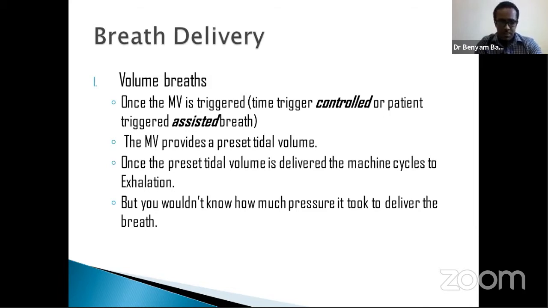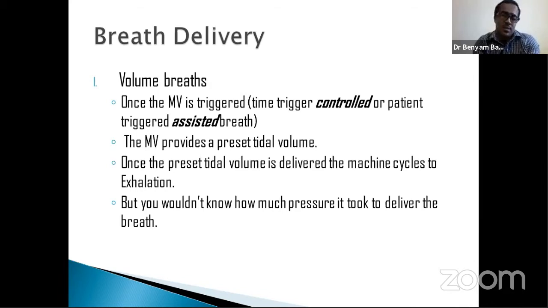So we have discussed the three ways a patient could receive a breath, and the coming part will be the two ways of delivering those breaths. So how does a mechanical ventilator breathe? There are two options. The first is volume breath. Once the mechanical ventilator is triggered, be it time triggered or controlled, or patient triggered or assisted breath, the MV will provide the preset tidal volume in the case of volume breath. The patient will get the full tidal volume that we set. Once the preset tidal volume is delivered by the machine, the machine cycles to exhalation.